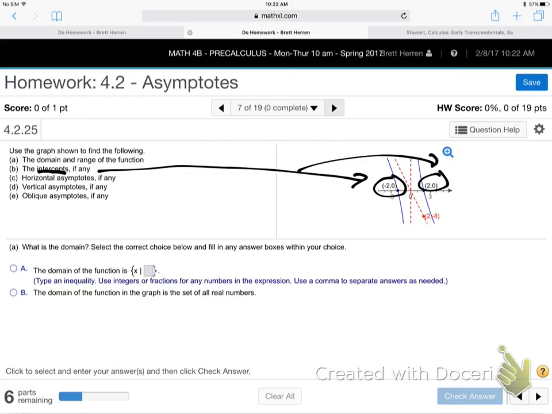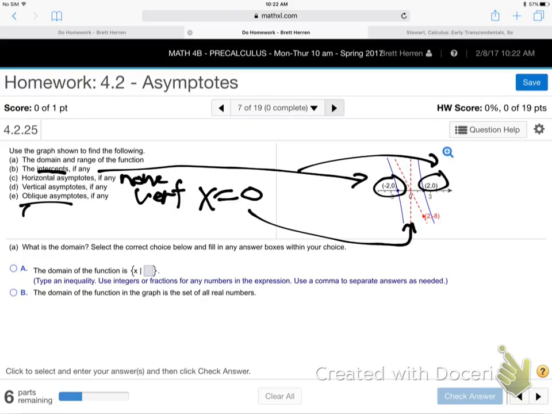C, horizontal asymptotes. None, huh? No horizontal asymptotes. D, vertical. Well, that's right there in the graph. So the vertical: where does it hit the x-axis? At 0, right? Right there. There's the vertical. And then the oblique, which is the diagonal, that's, of course, this one right here.